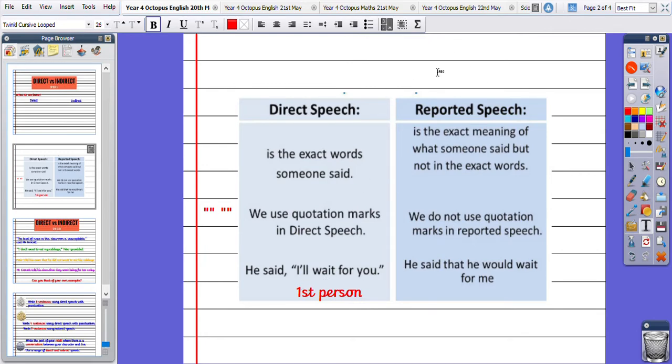Reported speech or indirect speech is the exact meaning of what someone said, but not in the exact words. We do not use speech marks, and it's written in the third person. So, he said that he would wait for me. So it's written in the third person with no speech marks.